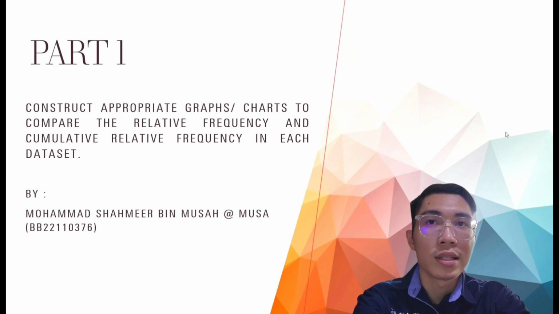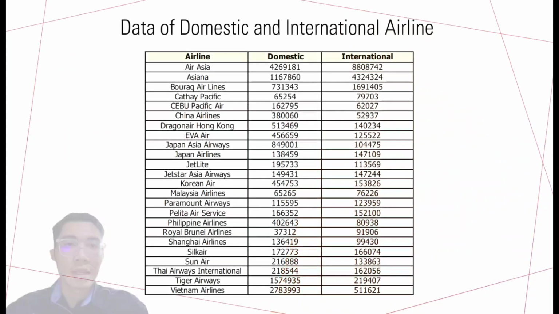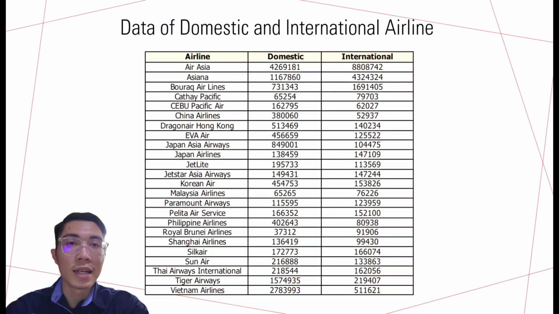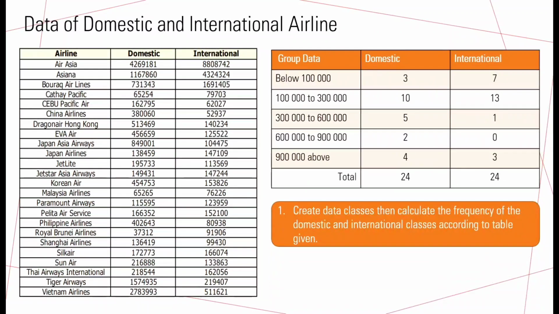The question is to construct appropriate graphs or charts to compare the relative frequency and cumulative relative frequency in each dataset. This is the data for domestic and international airlines. Firstly, create data classes, then calculate the frequency of the domestic and international classes according to the Airports Council International Asia Pacific data given.